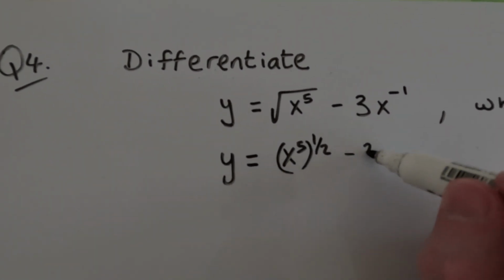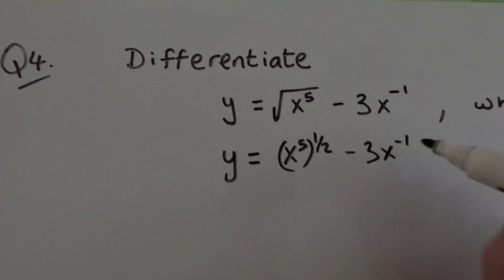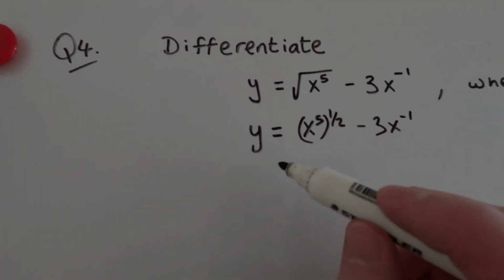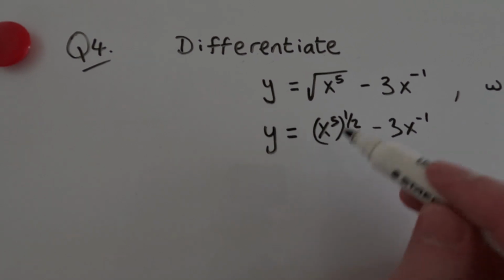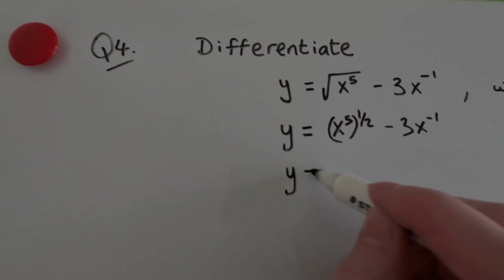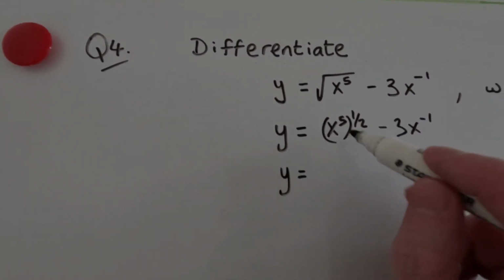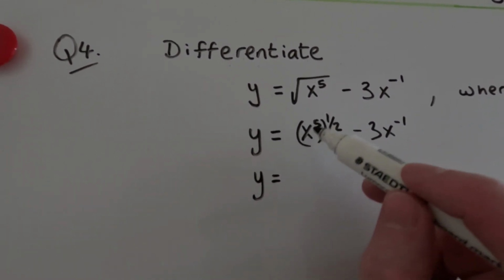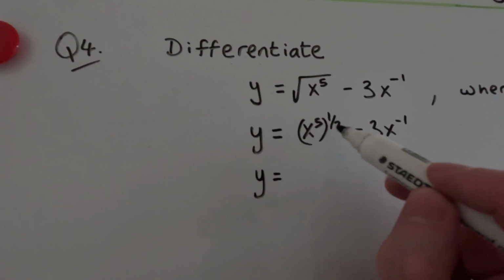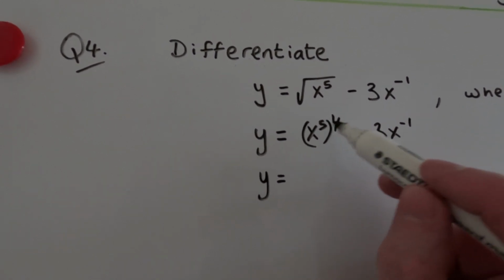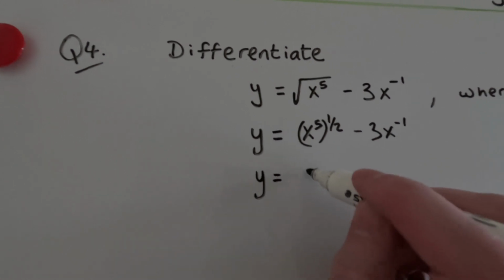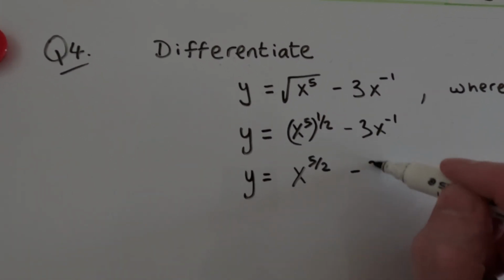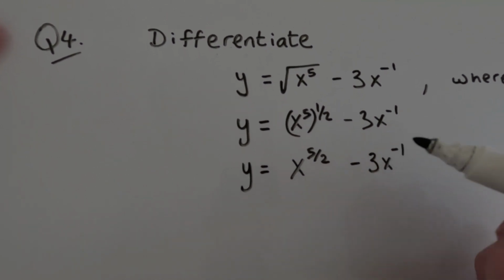And then we don't really need to touch this bit. It's simplified enough. Okay, so now we just simplify this. So that's equal to y equals, so when you have a power inside a bracket, and then you raise it to another power outside, then you just multiply the two numbers together. So this will be x to the 5 over 2 minus 3x to the minus 1.